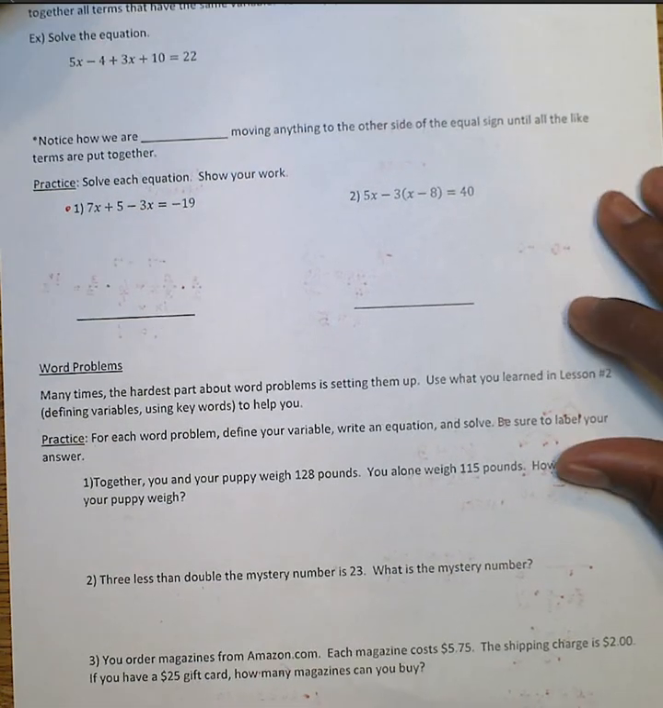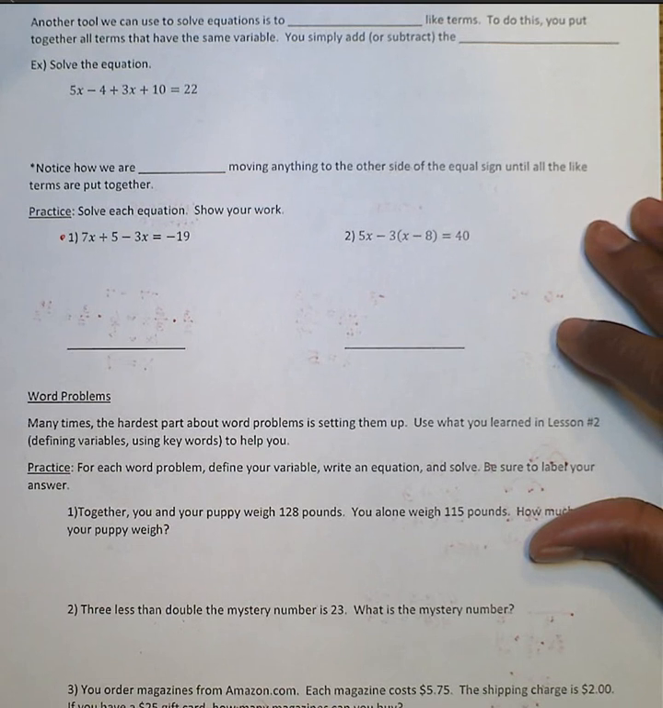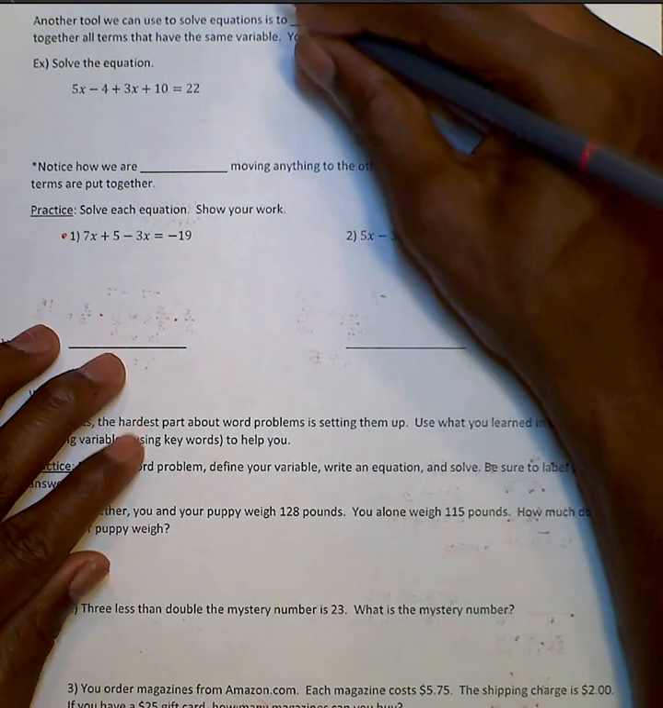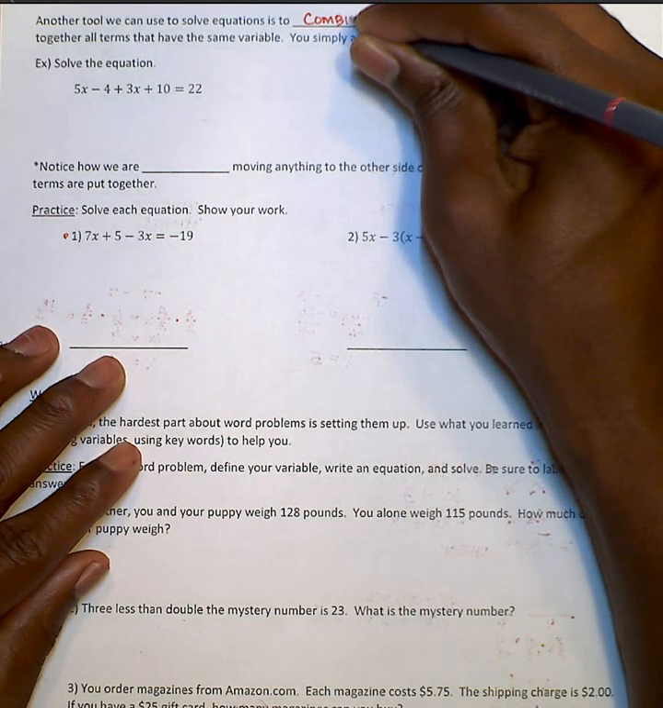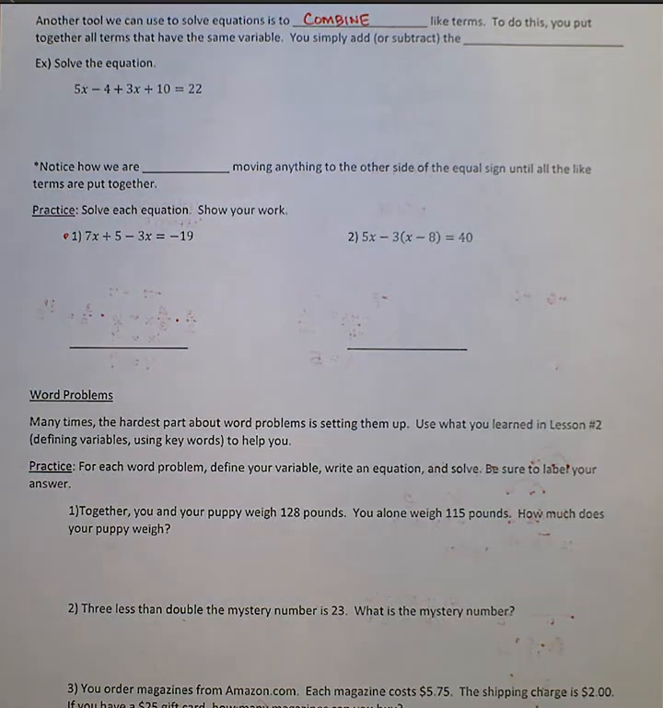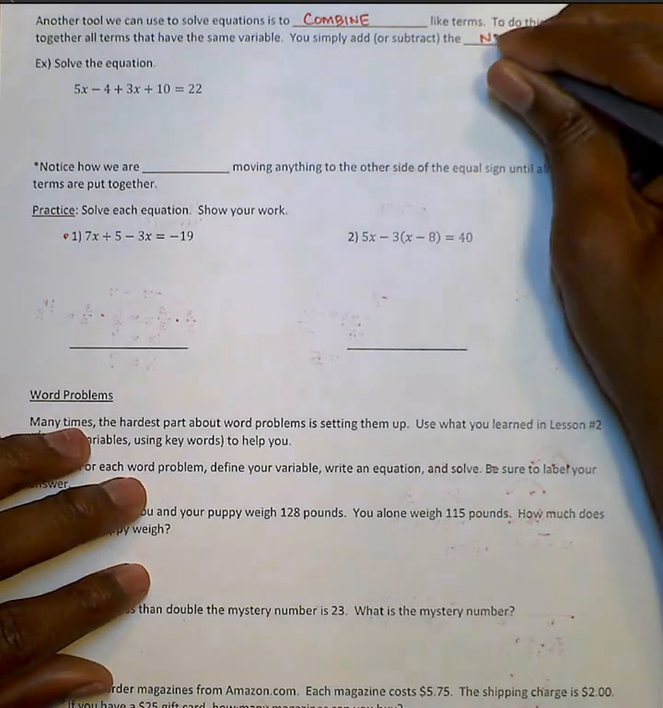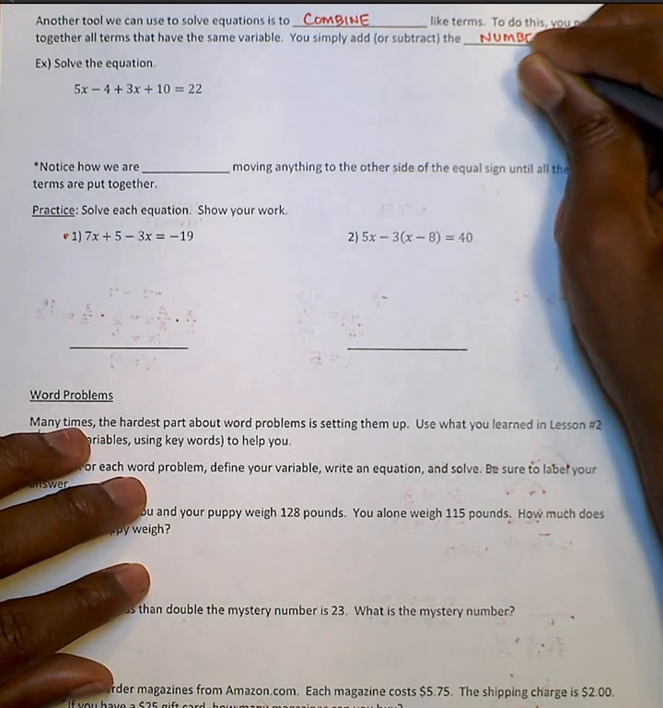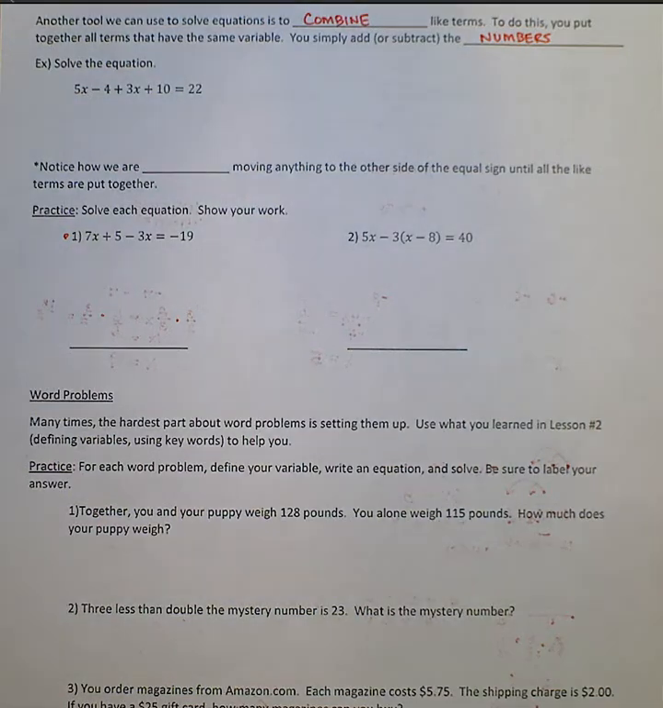Alright, another tool that we can use to solve equations is to combine like terms. To do this you put together all the terms that have the same variable. You simply add or subtract the numbers. Anything that's alike, that means that they have to have the same variable to the same power.